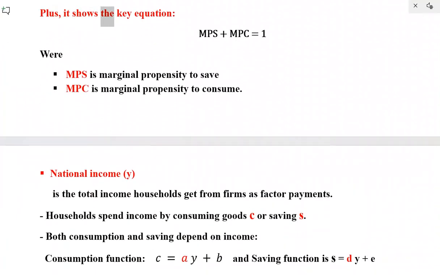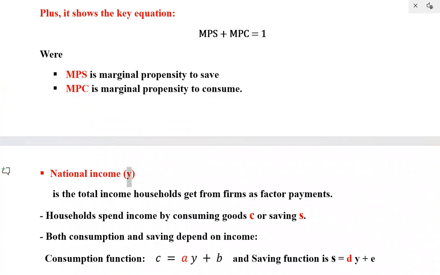Plus, it shows the key equation: MPS plus MPC equals 1, where MPS is marginal propensity to save and MPC is marginal propensity to consume.